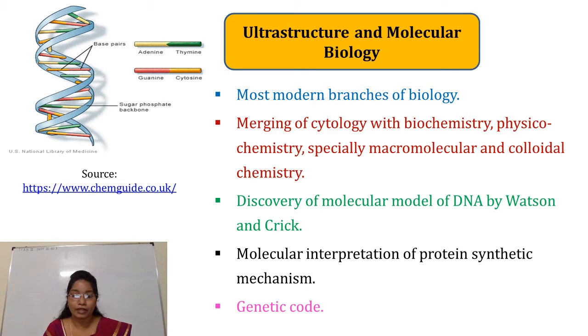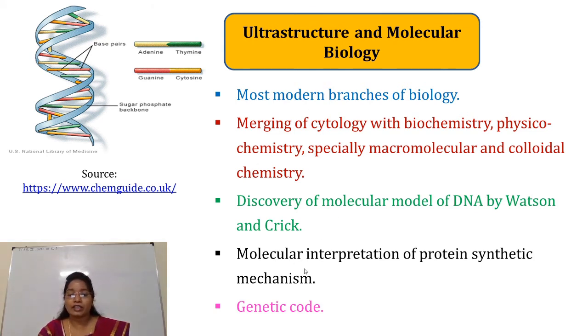For example, the discovery of the molecular model of DNA by Watson and Crick. So this is the DNA structure discovered by scientists Watson and Crick. This is possible due to the ultrastructure and molecular biology branch.